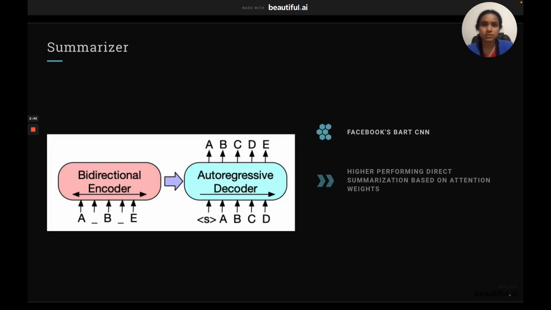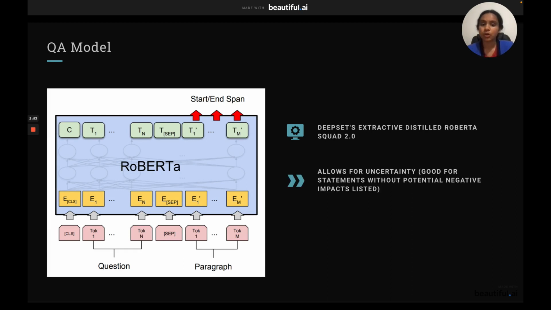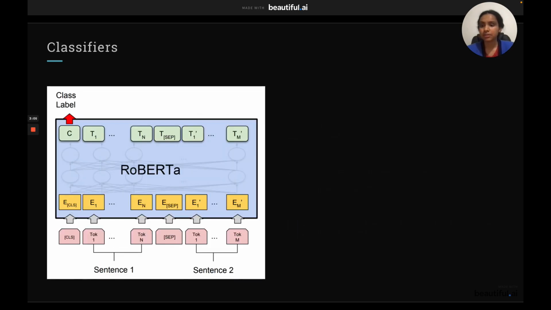The summarizer we use is a Facebook BART CNN model, which specifically performs well on direct summarization. Then we use a QA model, specifically the distilled RoBERTa from DeepSet, which is an extractive model with Squad 2.0. Squad 2.0 pre-training is especially important because it allows for more uncertainty. This is great for impact statements that might not have a potential negative impact listed when we're asking the QA model what the potential negative impact is. And by using the distilled model, it's more efficient.